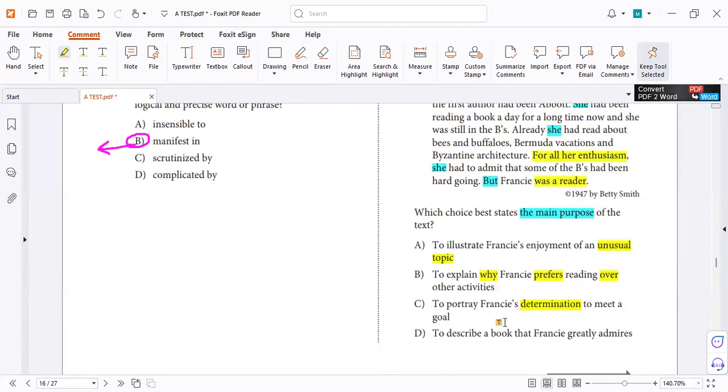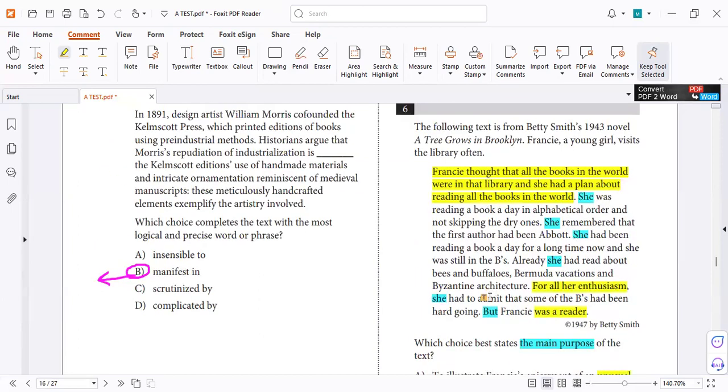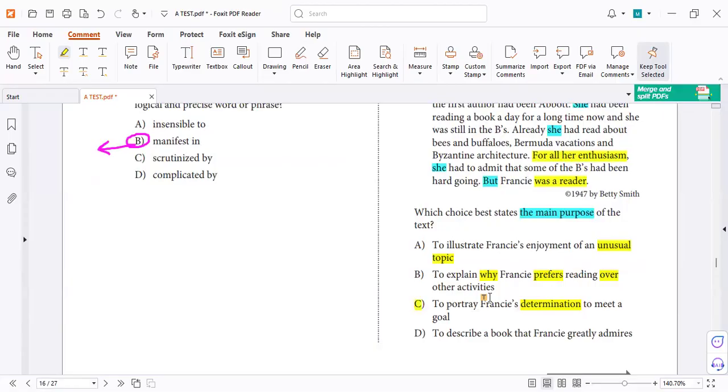Yes. So letter C seems strong. But wait. To describe a book, we are not talking about the book. We're talking about the narrator. Did we mention here she is the narrator, not the book? So letter D is wrong. That's the point. The main purpose: focus on all the text and the beginning of each sentence. And if you forgot, go back to the first sentence and the last sentence of the paragraph. That's why, my friend.